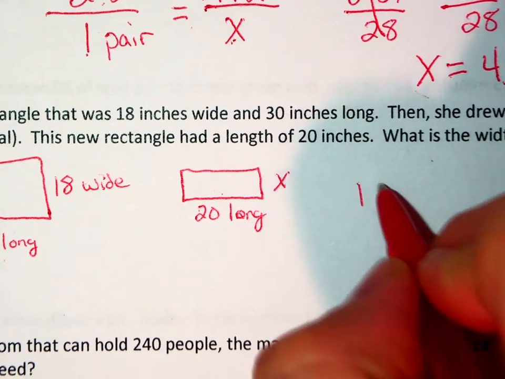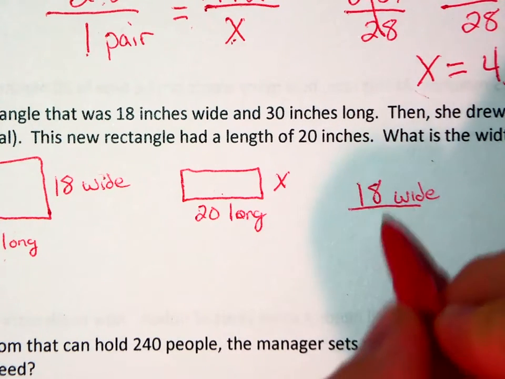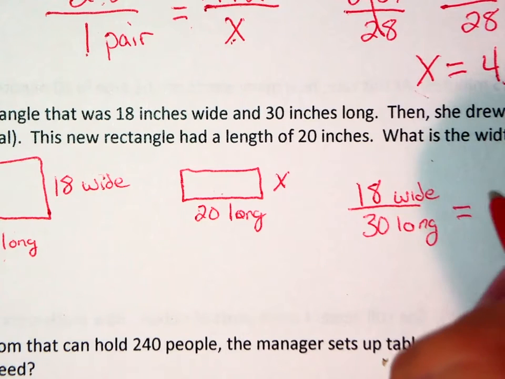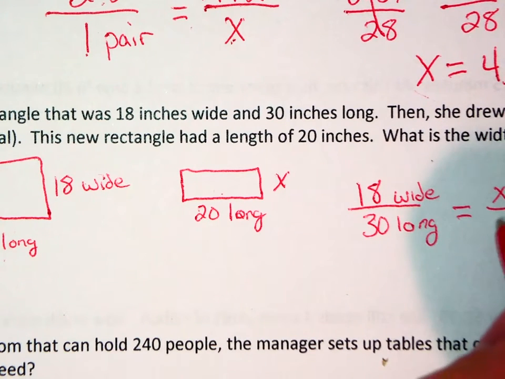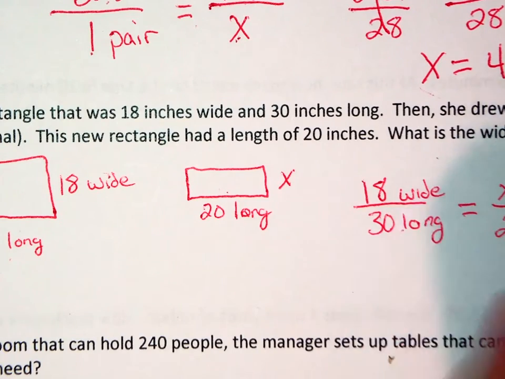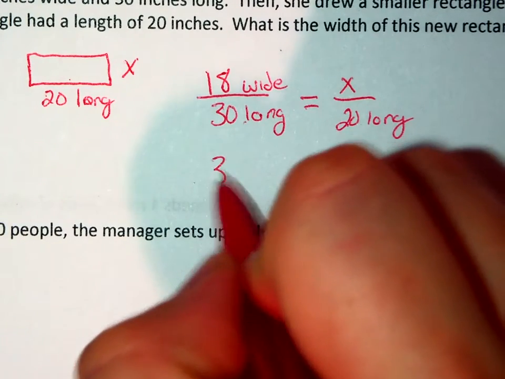So I would say 18 wide is to 30 long as x wide is to 20 long. So I'll get 30 times x. Let me get you on the screen. 30 times x gives me 30.